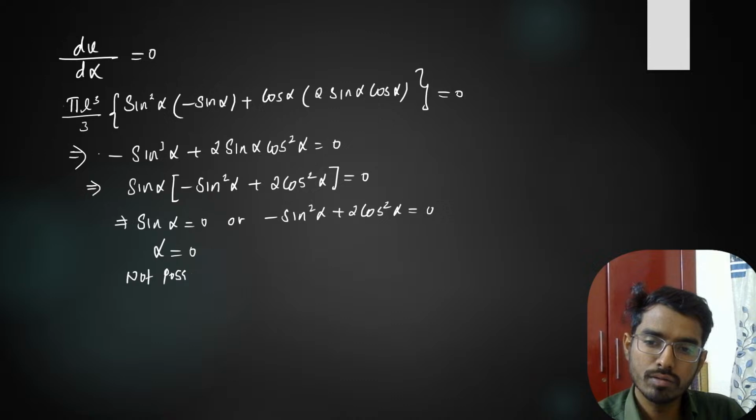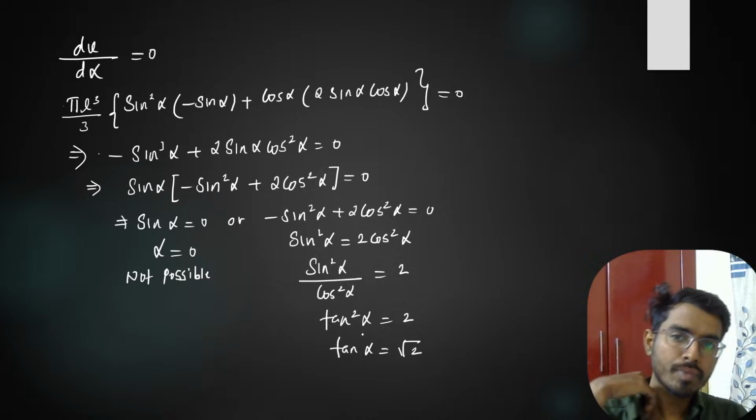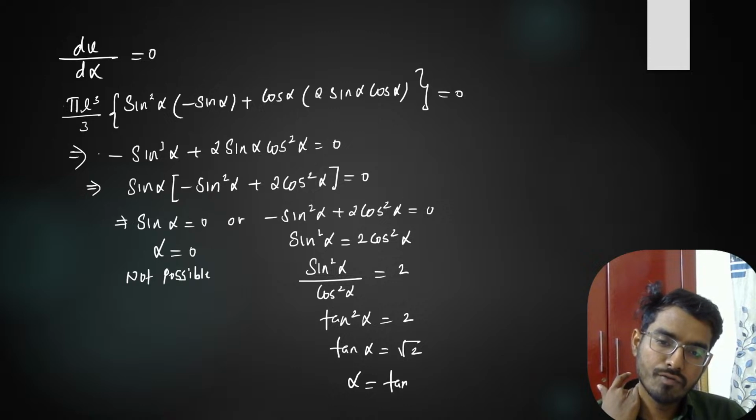This is not possible, right? So this is possible. That means sine square alpha is equal to 2 cos square alpha. Sine square alpha by cos square alpha is equal to 2. So tan square alpha is equal to 2. So that means tan alpha is equal to root 2, right? So alpha is tan inverse of root 2.